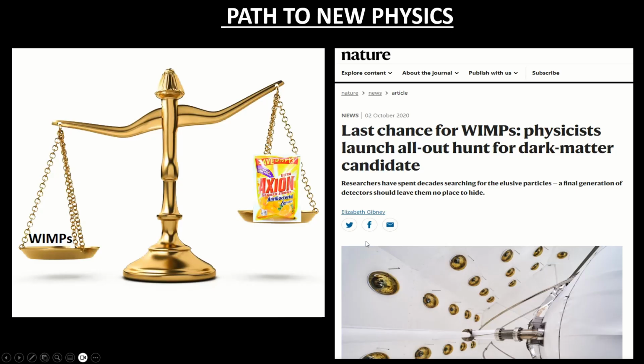Now, there's many candidate particles for dark matter, although we don't really know what it is. And the conventional model is what we call WIMPs, or weakly interacting massive particles. Now, as the name suggests, these are just massive particles. And of course, there's alternative models. For example, very light particles or axions. Now, as you can see from the scale here, WIMPs are still the traditional candidate for dark matter.